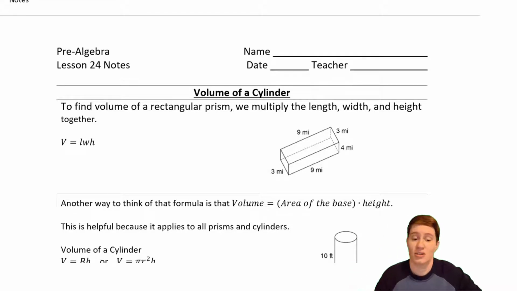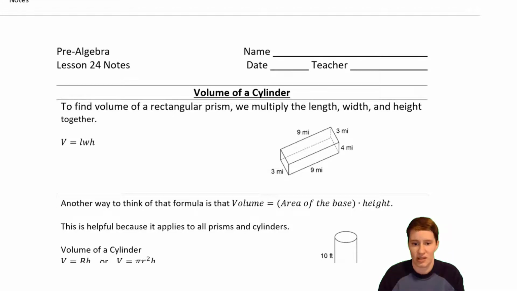a little bit easier. So to find the volume of a rectangular prism, which is the fancy name for something that's basically a box, we just take the length, width, and height and we multiply them together. And this gives us a formula, V equals LWH. Because L, W, and H are right next to each other, it's implied that we're going to multiply those together.